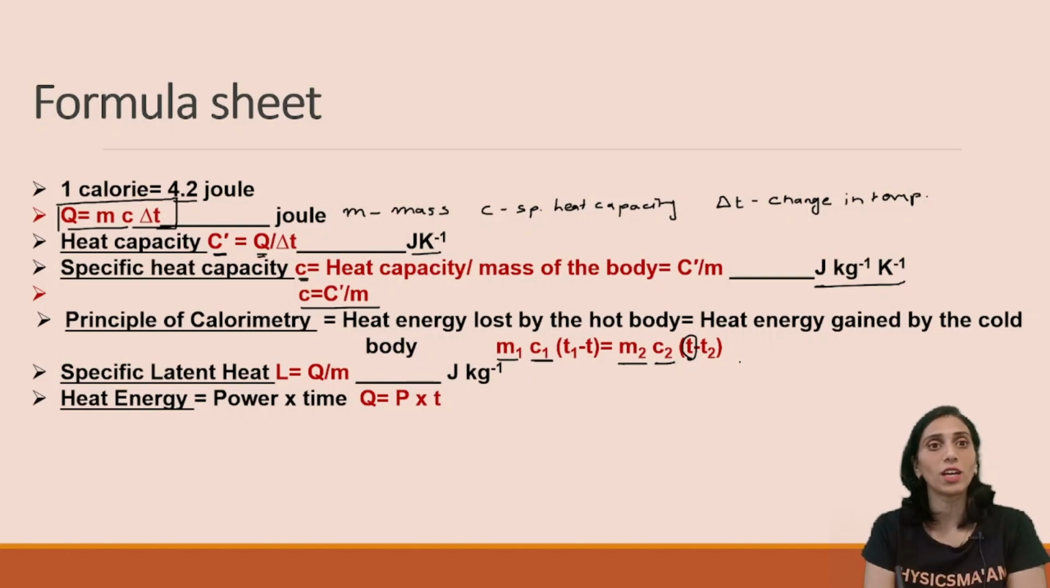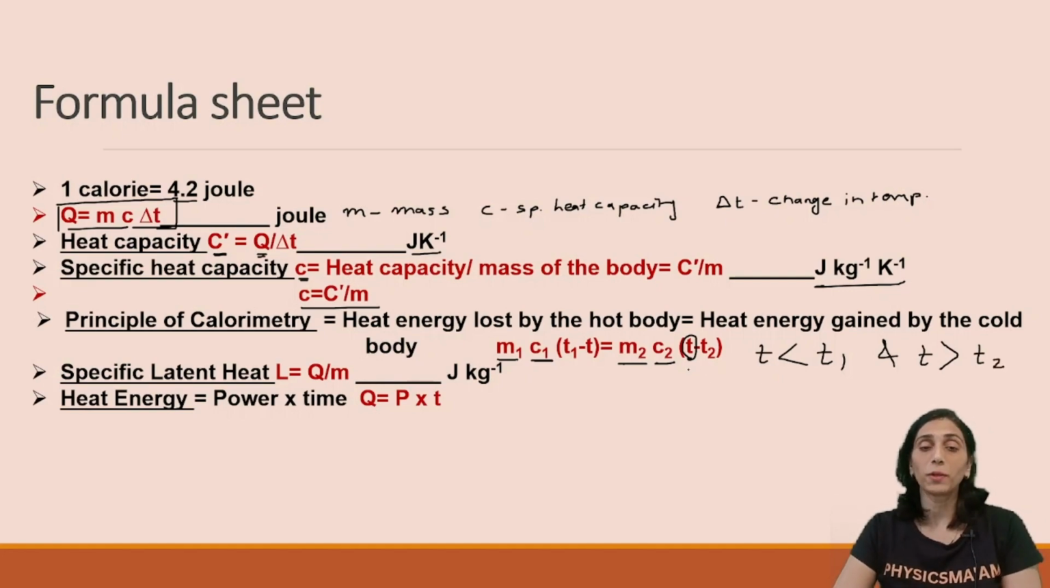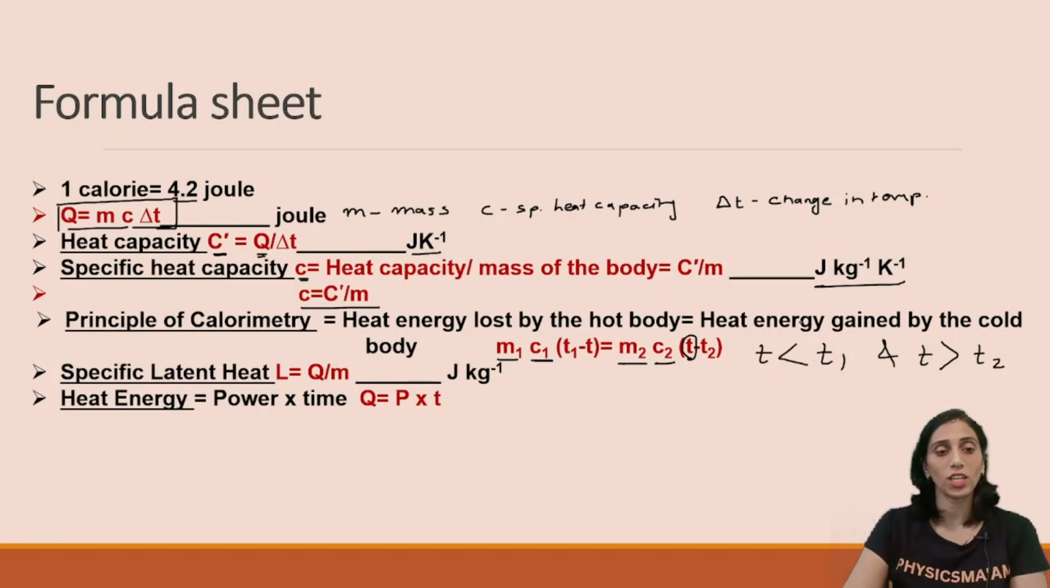तो temperature T क्या होने वाला है? T is going to be between T1 and T2. You always need to see that T is always less than T1 and T is always greater than T2, right? So heat gain में आपका क्या होने वाला है? T minus T2. So this becomes your equation for the principle of calorimetry. We'll be using this equation when we solve numericals or questions based on the method of mixture, right?